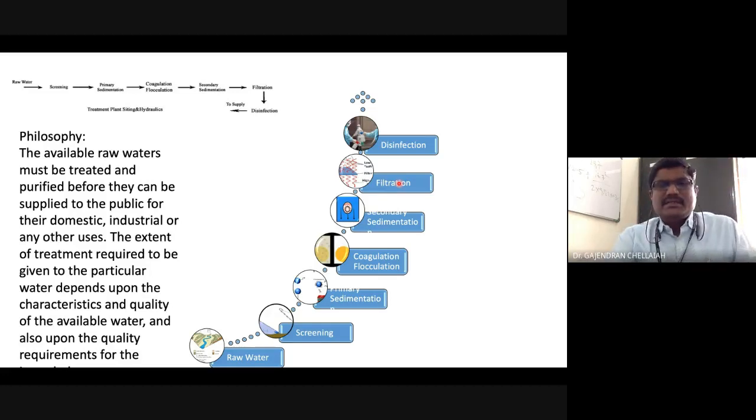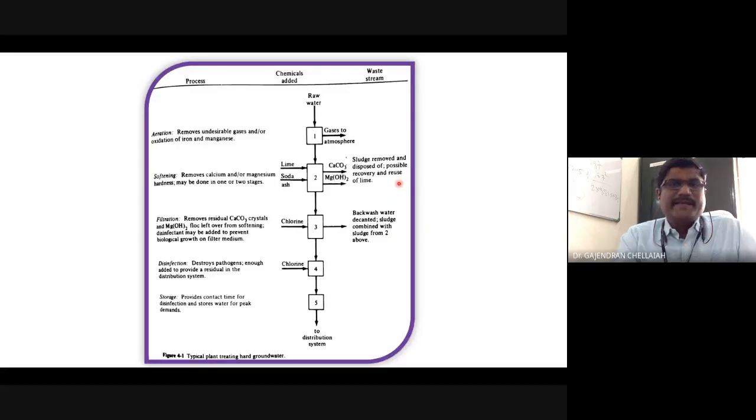So in this subject, we will discuss in detail what pollutants are there, and how we will treat them, or what the stages of treatment are. All those things we will take care of. As I said earlier, this is a wonderful diagram adopted from the book. We have three kinds of processes involved in different stages of water treatment, especially for hard groundwater.